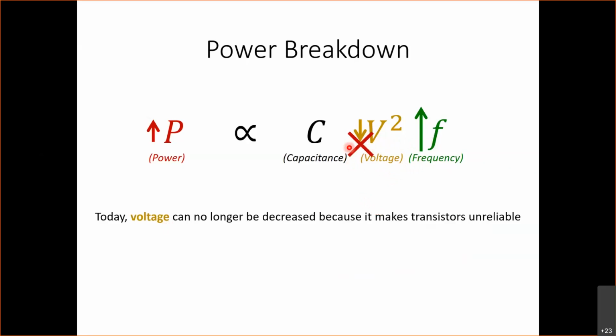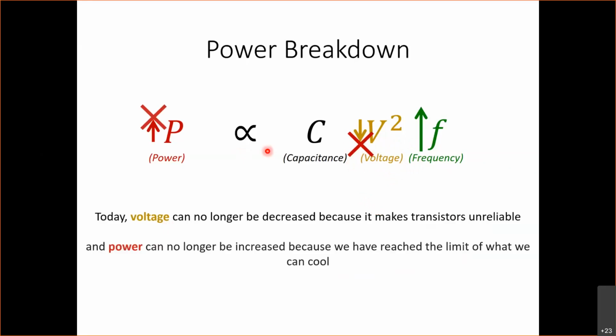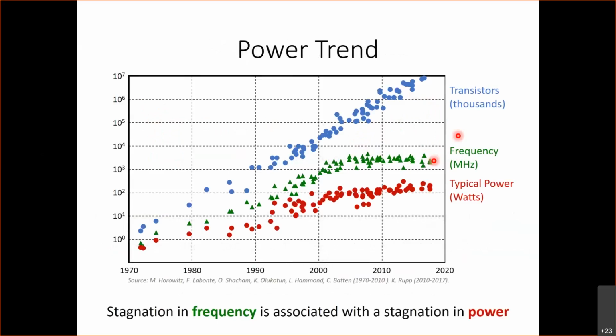And the reason is that since we can't decrease the voltage, we also can't increase the power, because we've reached the limits of how much we can cool these CPUs. So because we cannot decrease voltage and we cannot increase power, we can no longer increase the frequency. Okay? And if we go back to the graph that we originally saw, it's very clear that the stagnation in frequency is correlated with a stagnation in power consumption. Okay?